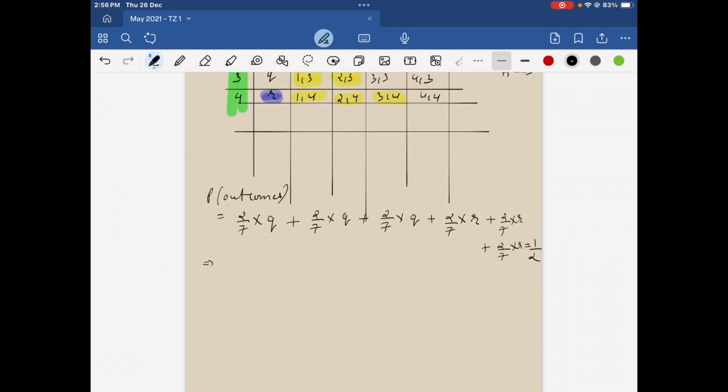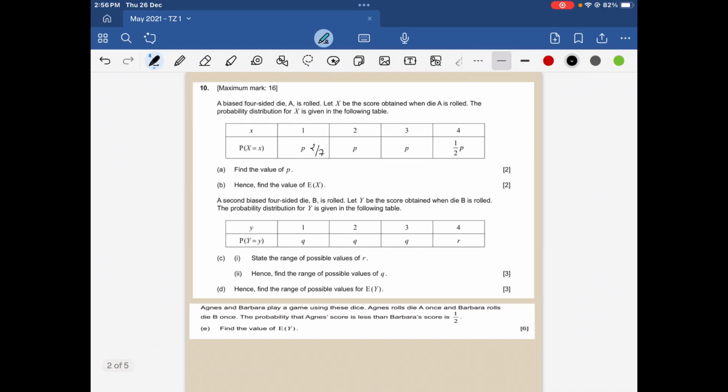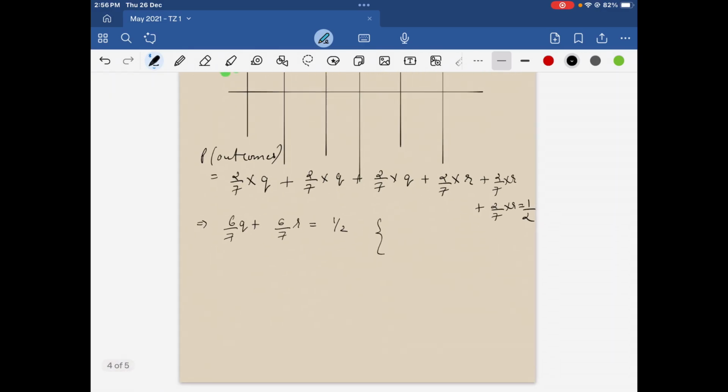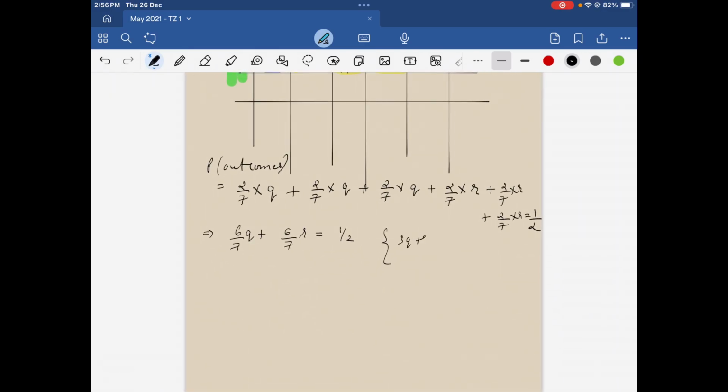Let us try to simplify this. I am getting 2 plus 2 plus 2, so 6 by 7 Q plus same for R, 6 by 7 R is 1 by 2. Now, I can't solve this because I have two variables and one equation. So, let us try to figure out something else. From the main table, I get a relationship Q plus Q plus Q plus R is 1. So, I get 3Q plus R is 1, which will give me R is equal to 1 minus 3Q.